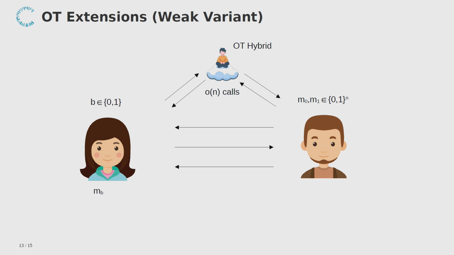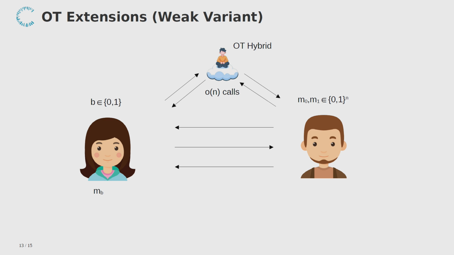Another way to look at this is through the lens of OT extensions. OT extensions is a protocol that takes a few calls. The goal of OT extensions is to turn a few oblivious transfer calls into many without using much public key cryptography. This is for efficiency purposes.